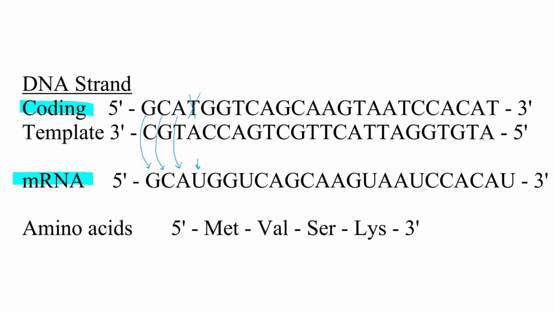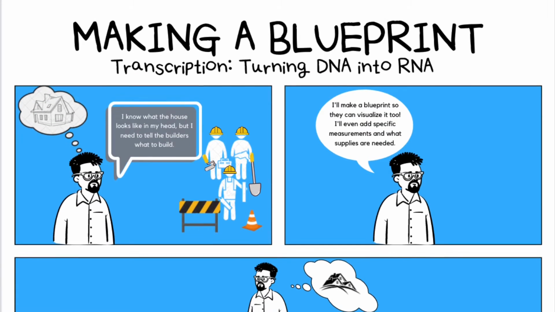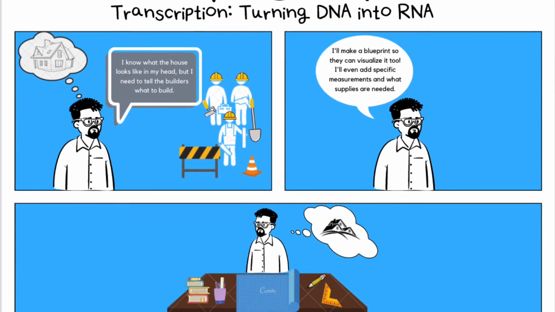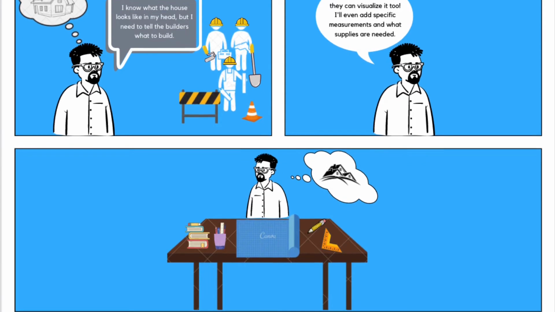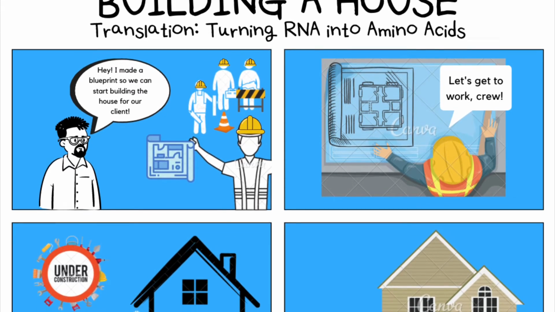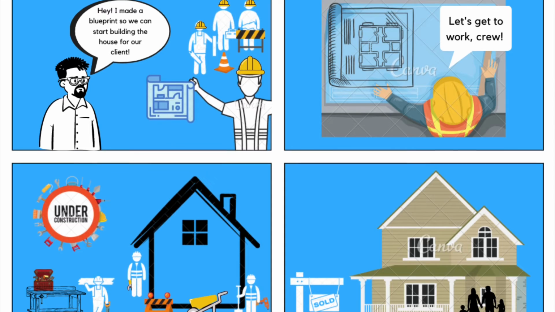This transition from DNA to RNA is called transcription. Then, from RNA to making the amino acids for the protein, this is translation. You can think of this as building a house. An architect has the image of what he wants the house to look like in his head, but the construction workers can't see inside his head, so he must make a blueprint. This is changing the DNA to RNA. When the blueprints are ready, the construction workers use the blueprints to build the house correctly, much like how ribosomes read the RNA strand and code for the correct amino acids.